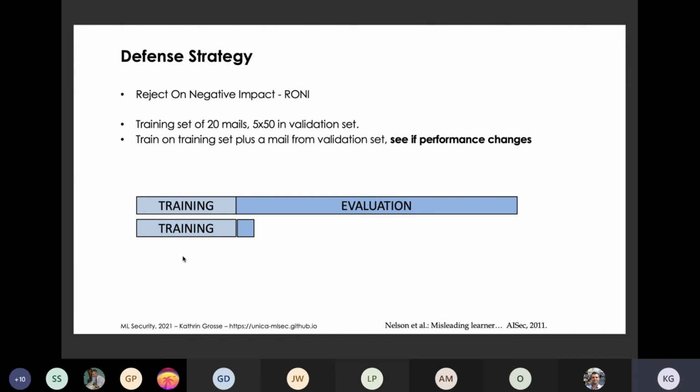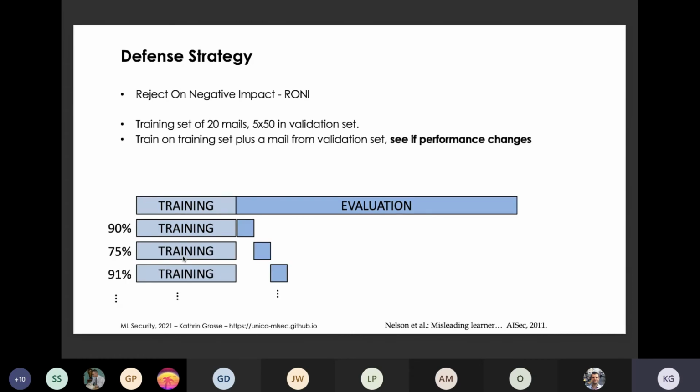So I'm trying to illustrate this here. You have the training data, you have the evaluation data, and then you compute the accuracy on the training data plus this chunk, and then you repeat that for different chunks. And as you see here, where I made up these numbers to make the point, maybe if you add one of those emails, the accuracy is going to be vastly different. And this might be a hint that this email has been tampered with, because it seems to interfere very strongly with the classifier, which is what poisonous points usually do.